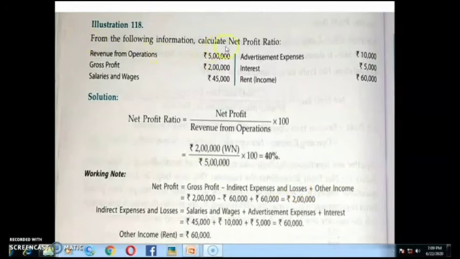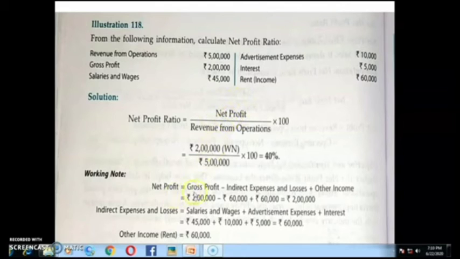From the following information, calculate net profit ratio. The items given to you are revenue from operation is 5 lakh, gross profit is 2 lakh, salaries and wages is given to you as 45,000, advertisement expenses is 10,000, interest 5,000, and rent is 60,000. So write down the formula first. Net profit ratio is equal to net profit divided by revenue from operation into 100. Then, as you are supposed to find the net profit, revenue from operation is given to you in the question itself. Now you are supposed to find the net profit.